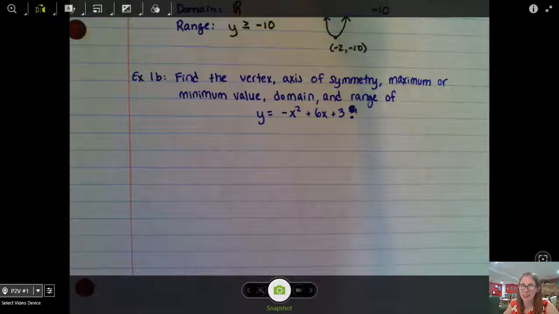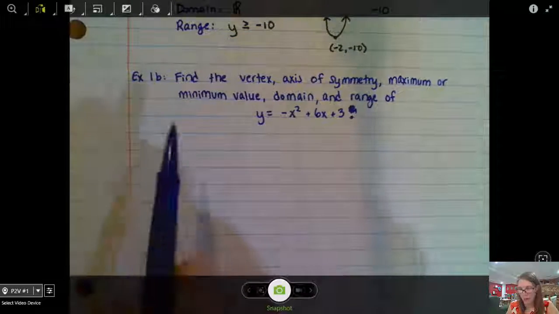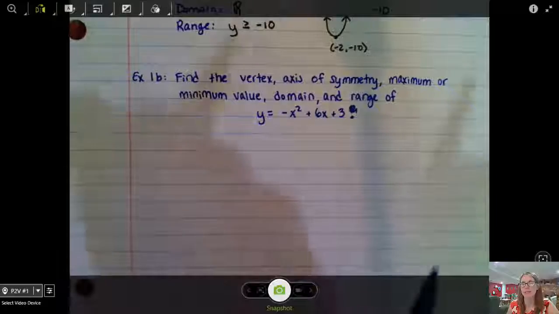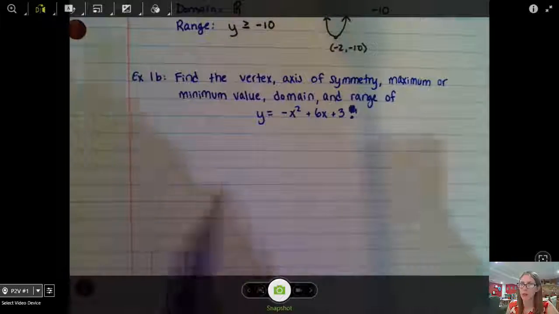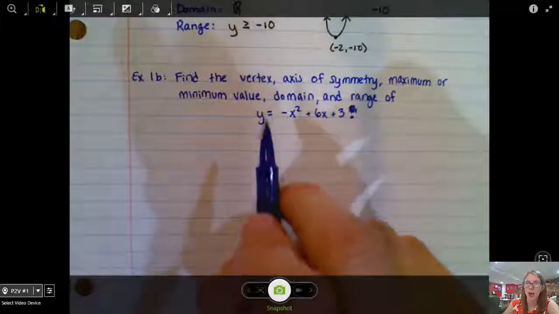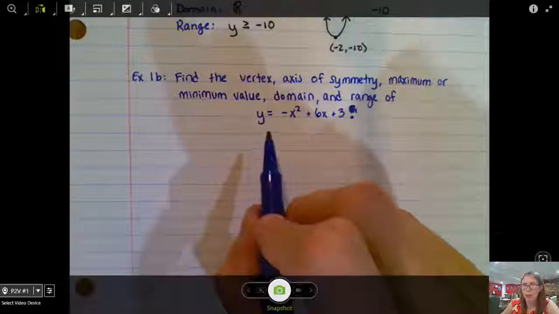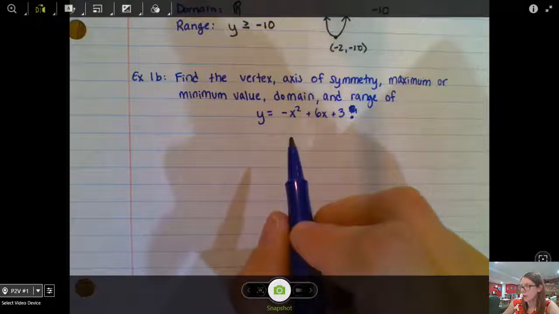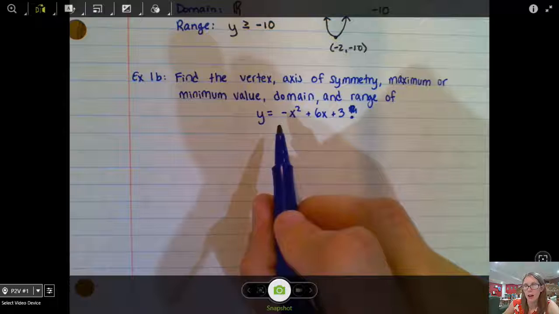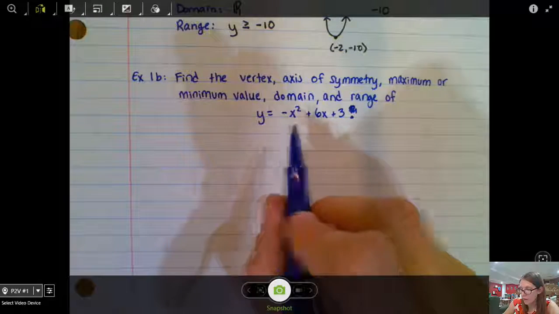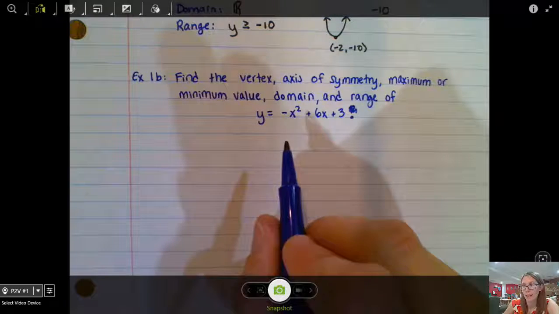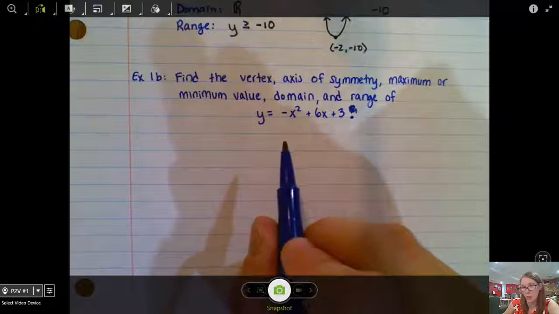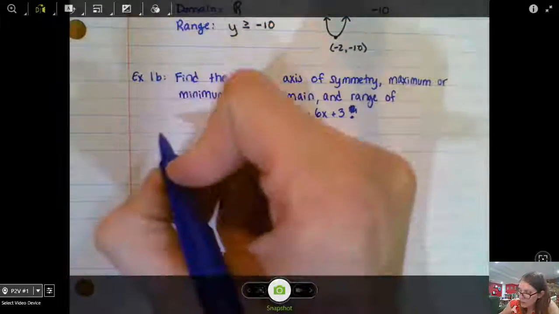Let's take a look at another example in standard form where we are trying to find the vertex, the axis of symmetry, maximum or minimum value, domain, and range of this equation. And looking at my equation, this one looks a little bit different from example 1a because my a value is negative. And that's something we're going to have to be a little careful about as we go through, but it really doesn't complicate things that much.